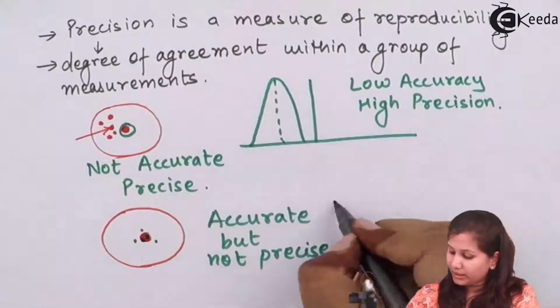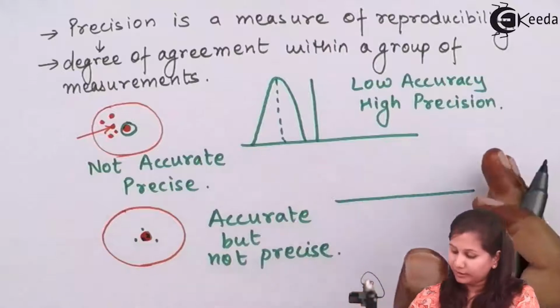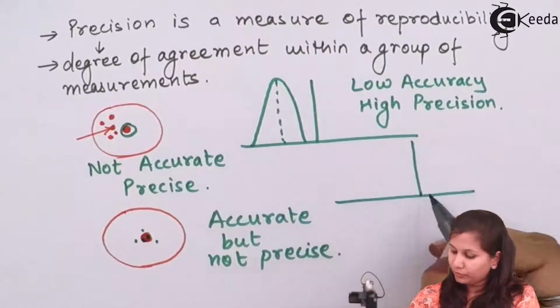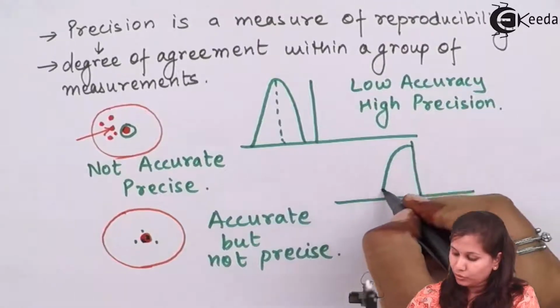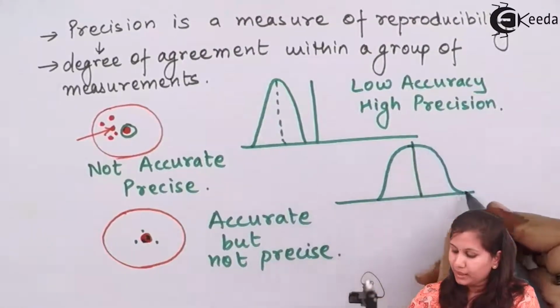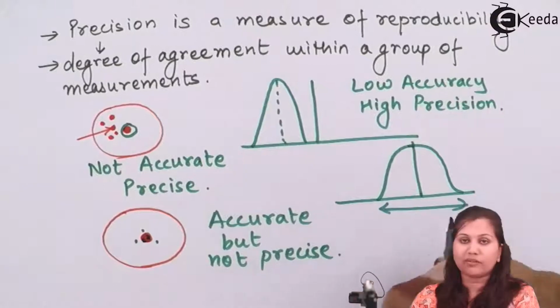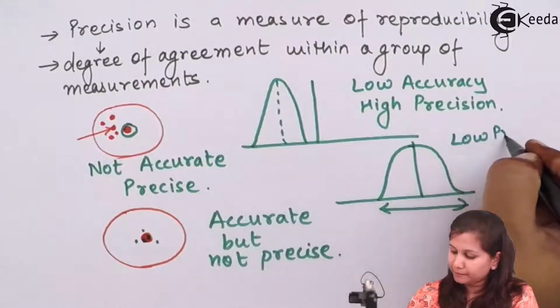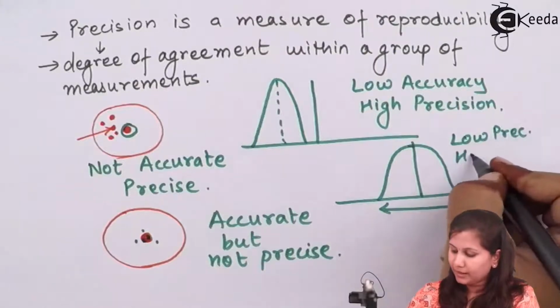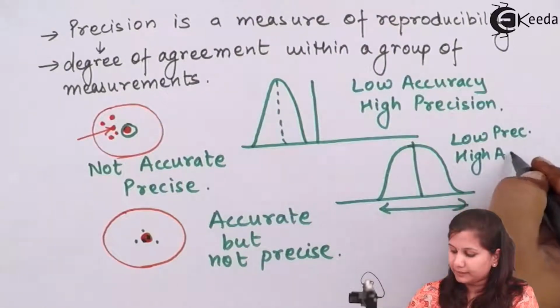Okay, so in this case, if we draw the figure here, this is the mean value, and the readings are very close to the mean value, but the difference between the values is very large. So this is low precision and high accuracy.